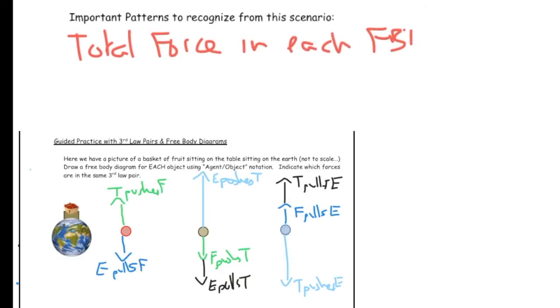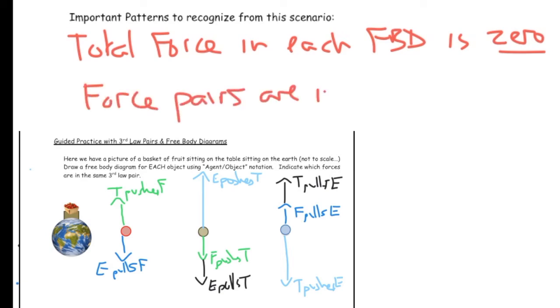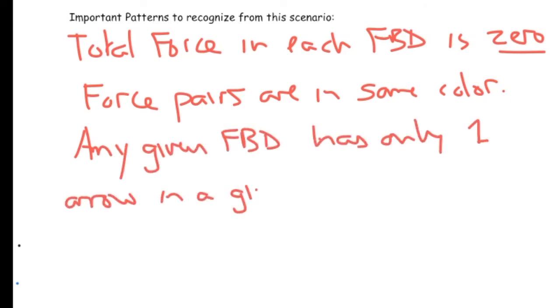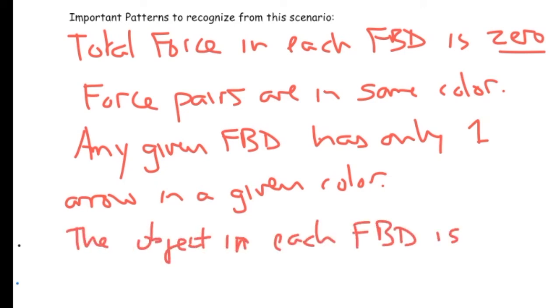There are some important things to recognize about these pictures. The forces in each individual picture cancel out, meaning that none of the objects will change their speed or direction. All of the force pairs are drawn in the same colors. Note that there are exactly 2 vectors in each color, and that any given free body diagram has a maximum number of 1 vector in any given color. That's another way of saying both forces in a pair can't act on the same object. Free body diagrams are drawn for objects.